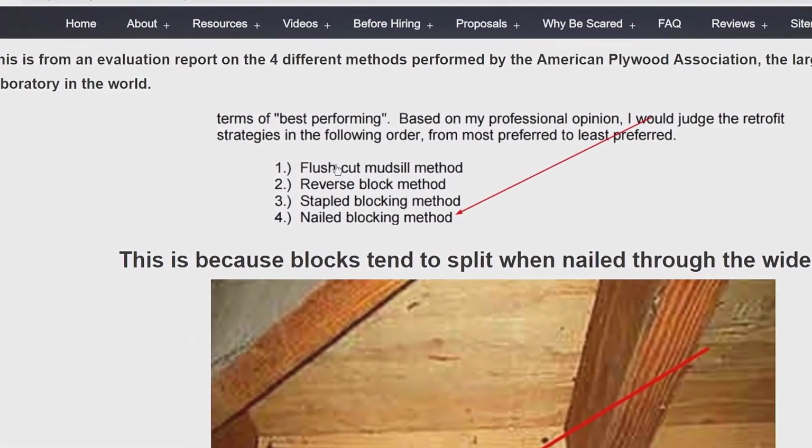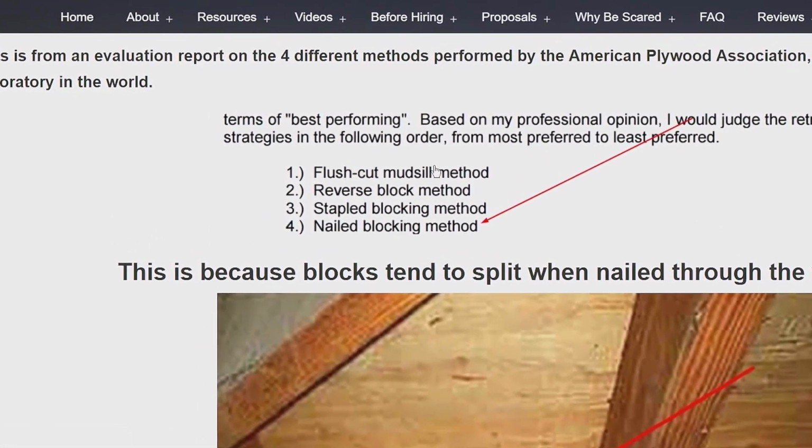And when he wrote back, this is an excerpt from his letter, what he said was that the first one I showed you, the flush cut method, was the best because it most mimicked the things that they do. The next one was reverse block. If you go back up, you'll see what that was. Then the staples, and then the nailed blocking method.